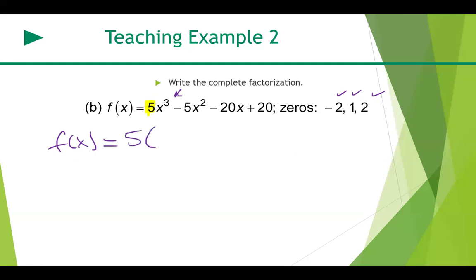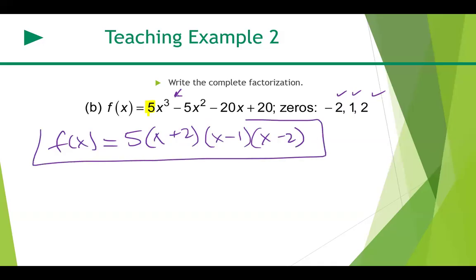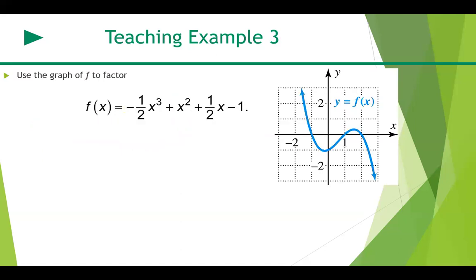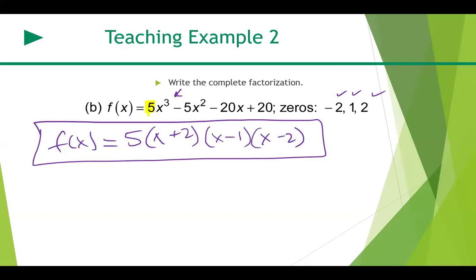And then what are our factors using the factor theorem? X plus 2, x minus 1, x minus 2. There's your complete factorization. Exactly. Because you already have the hard part done, right? Okay. All right. Let's keep going.